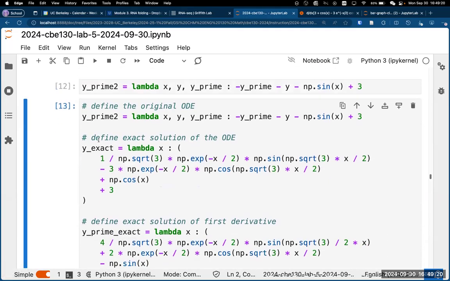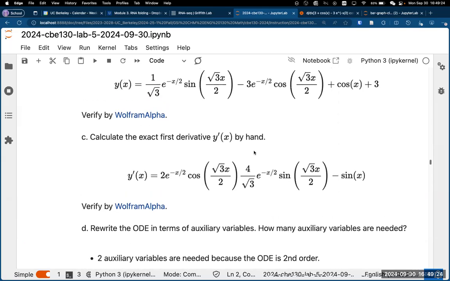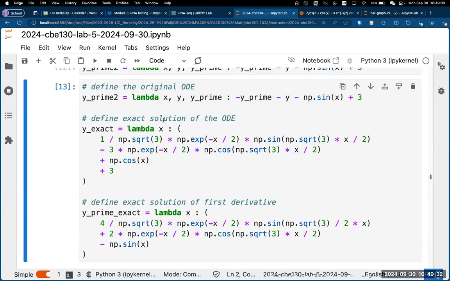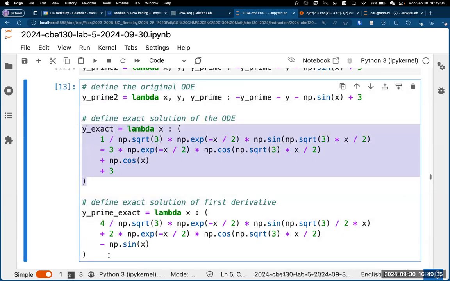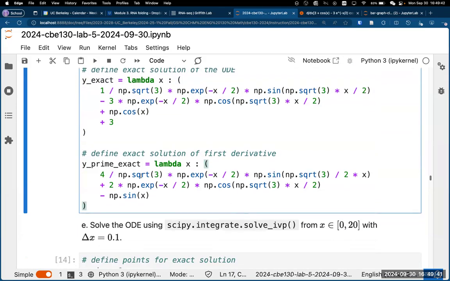And I won't type in the exact analytic solution again because that's pretty easy. You have plenty of practice. You just need to remember you have to use np.exp, np.sin, np.sqrt. If you don't use np, it will raise an error. So here are the exact solutions for the original function and the first derivative. And also take care of the order of operations. So if you've got parentheses, take care of those.